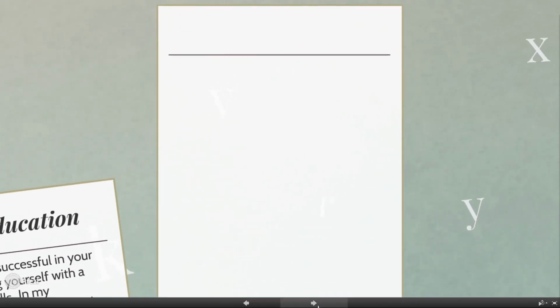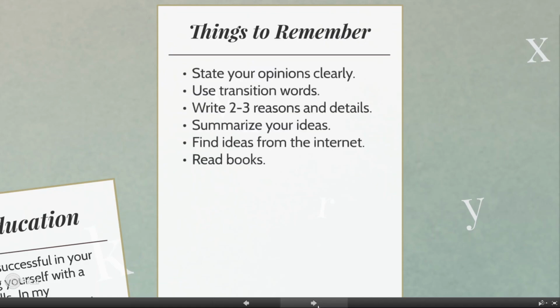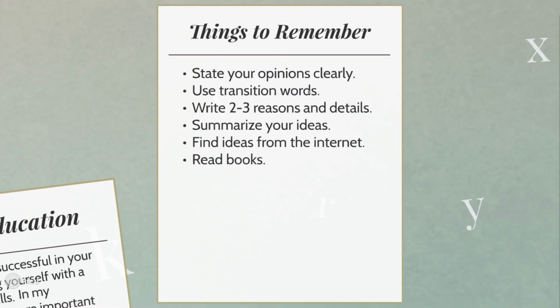Let's go to the things to remember. So these are the things that you need to remember when you're writing this essay. You need to state your opinions clearly. Use transition words, first, second, third, finally, however, nevertheless, hence. Write 2 to 3 reasons and details. Summarize your ideas. Find ideas from the internet. So if you don't have any idea, you can find from the internet or from reading your books.